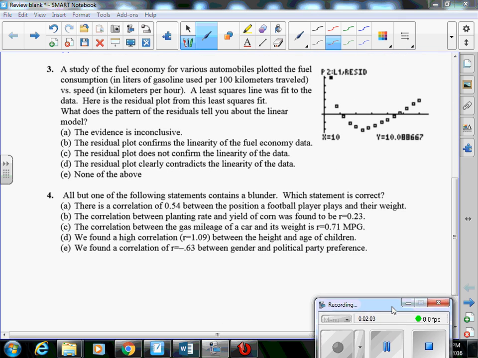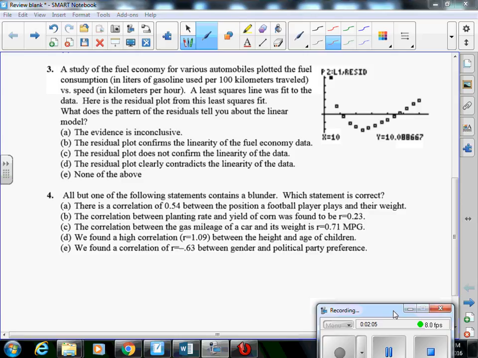Number 3 says, we're looking at our graph, and here's a residual plot from the least square regression line. What does the pattern of the residual tell you about the linear model? So looking at this, remember on a residual plot, do I want to have a pattern? Hopefully you're saying to yourself, no, you don't want a pattern. But right now I can clearly draw a pattern through this. So this tells me that this is absolutely not going to be linear. So D says that the residual plot clearly contradicts any linearity of the data. It's contradicting that it's going to be linear. That's what linearity means.